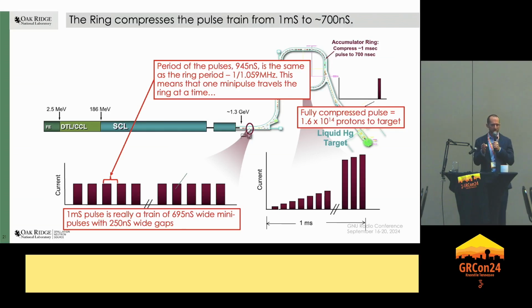Right now the figure is 1.6 times 10 to the 14. Ultimately, when we're finished upgrading the SNS, it'll be more like 2.3 times 10 to the 14, so a lot of protons. In terms of current, depending on the shape of the pulse, we have measured up to 75 amps peak, so it's actually quite a lot of current moving at 90% of the speed of light, so a lot of kinetic energy there.